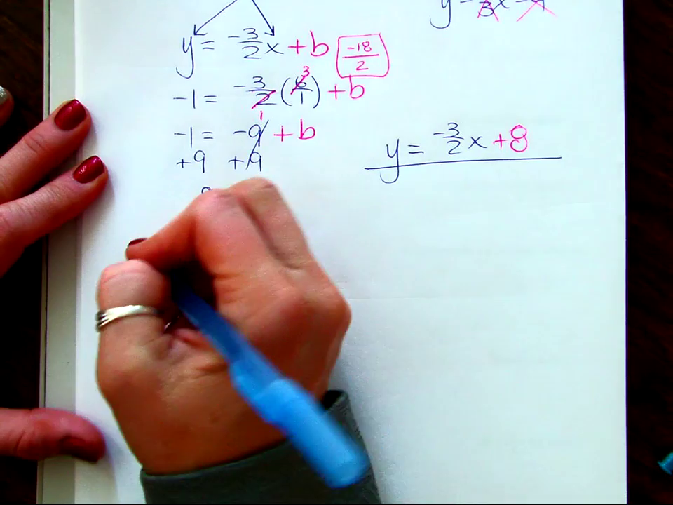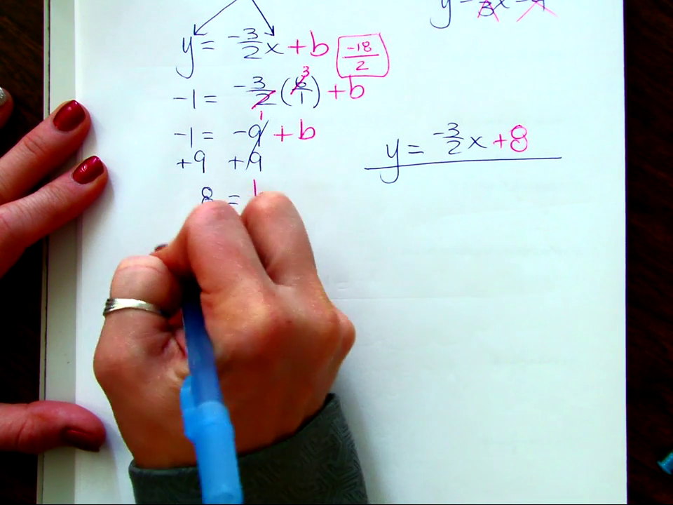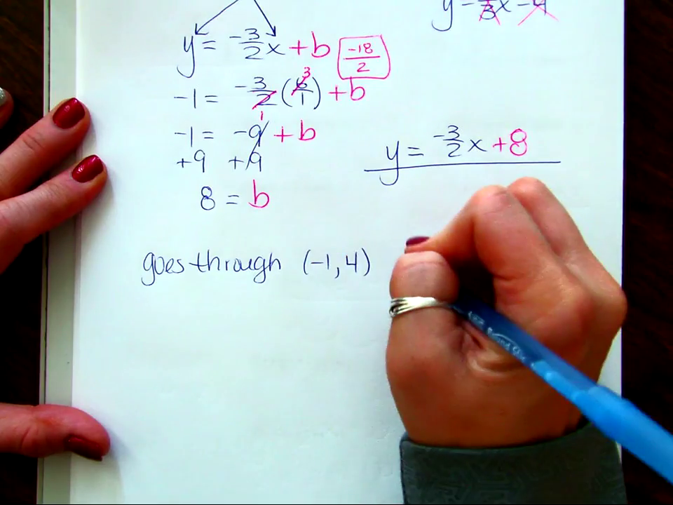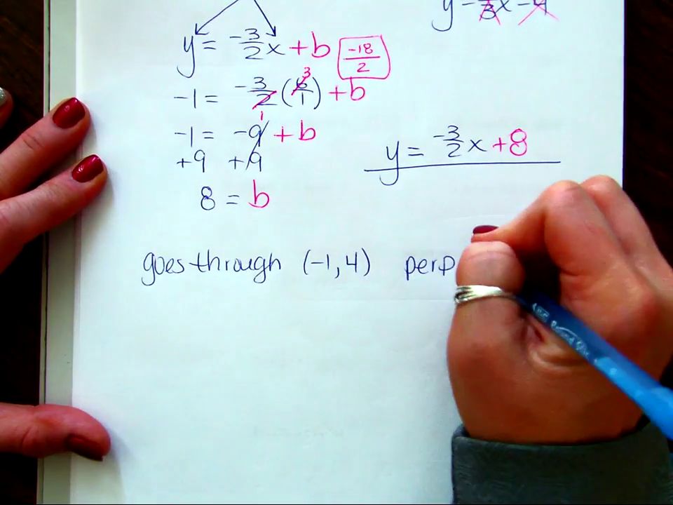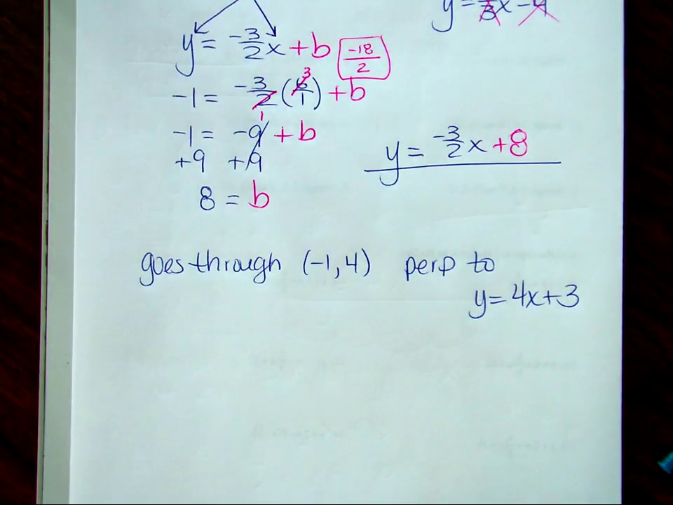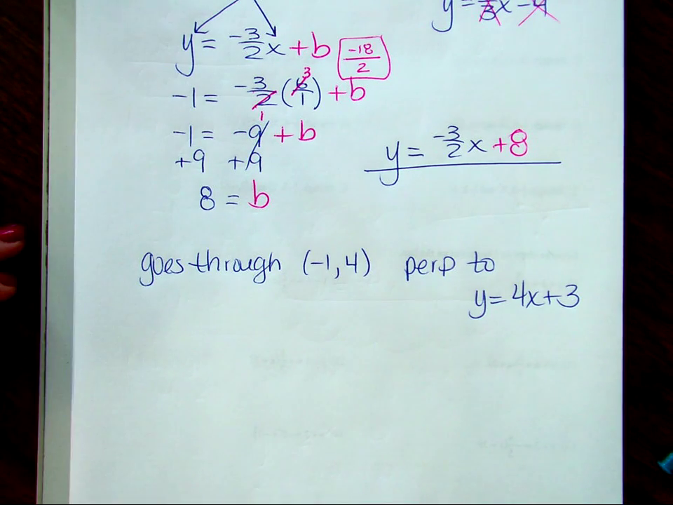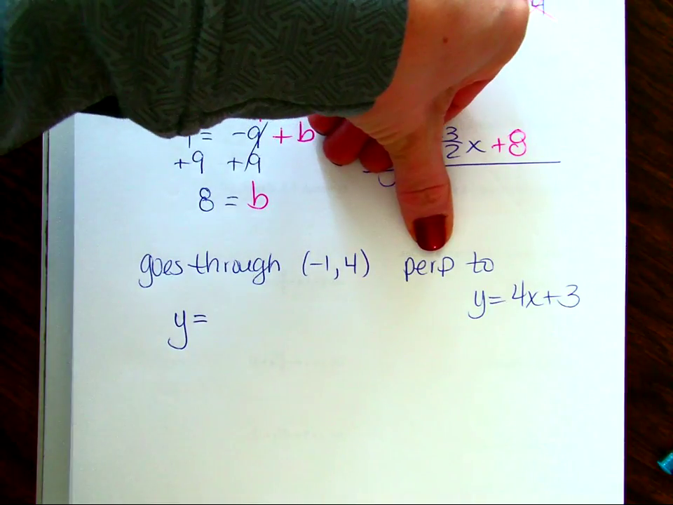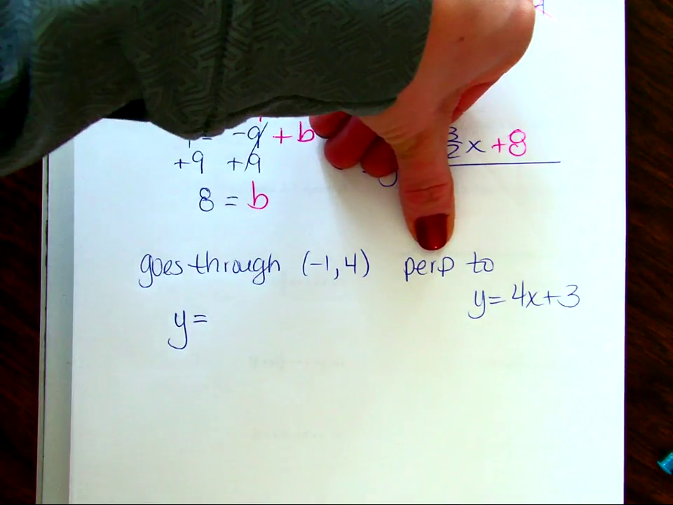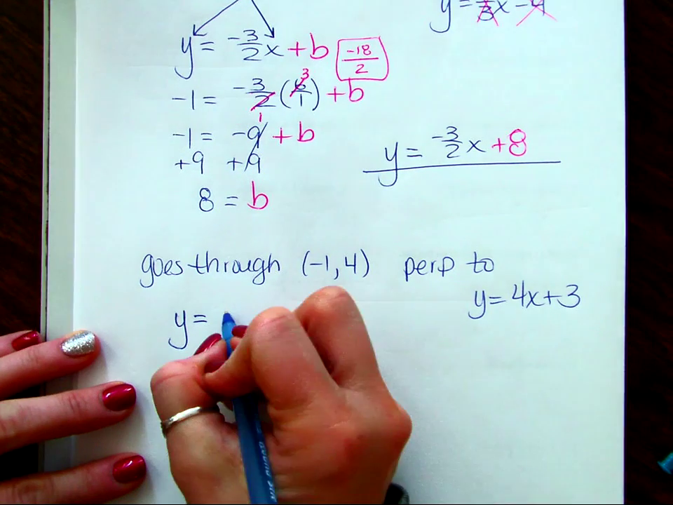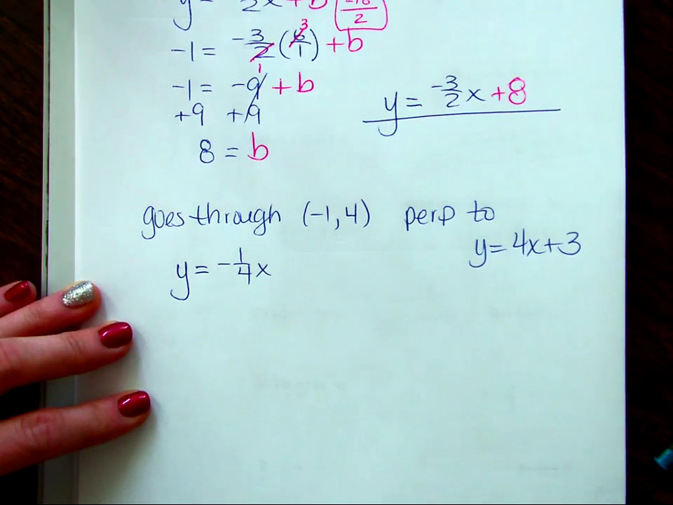All right, let's say it goes through negative 1/4, and I want it perpendicular to y equals 4x plus 3. And then we're going to show you a few special cases, and then we're done. So the first thing I do is I look to see this word. If it's parallel, I'm going to put 4. If it's perpendicular, I'm not going to put 4. I'm going to put what? Negative 1/4. So I'm going to use negative 1/4, and then it's got to be a very specific y-intercept.